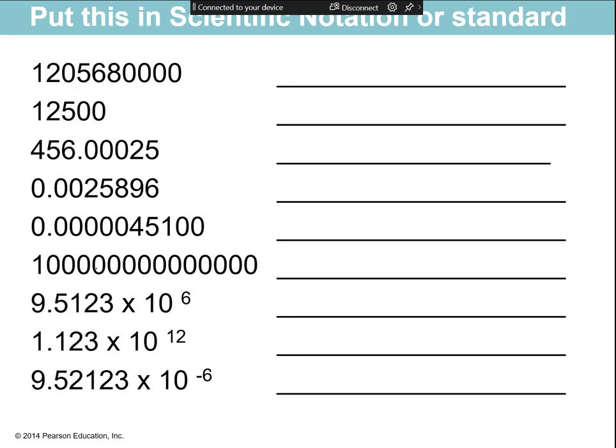So here's a couple to try. Because we've got like 2.5 minutes. So how are you going to do this one? Tell me what this is in scientific notation.